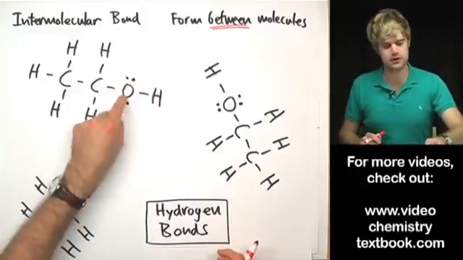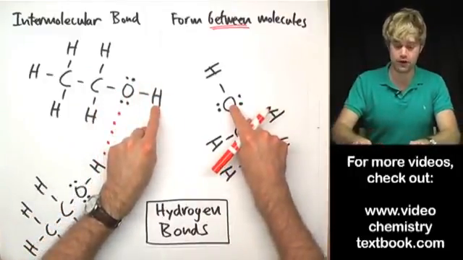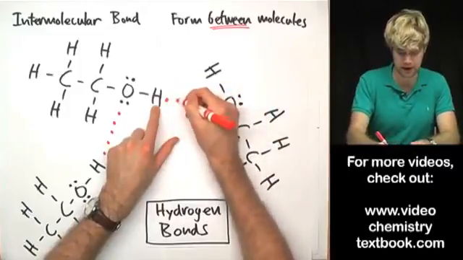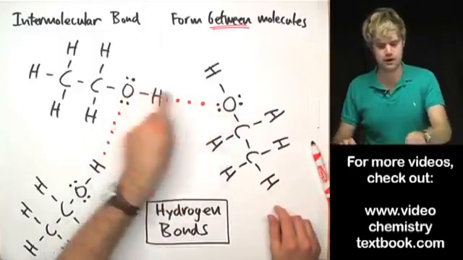This H connected to the O here can form a hydrogen bond with this O over here on this other molecule. So again, a hydrogen bond I'll indicate with a couple of these red dots. So there's a hydrogen bond here.